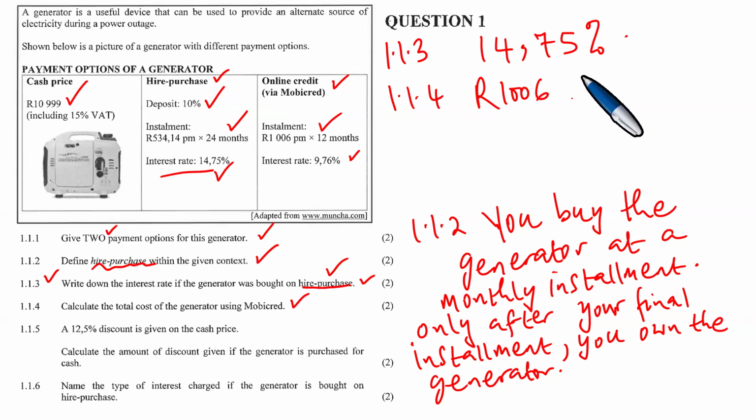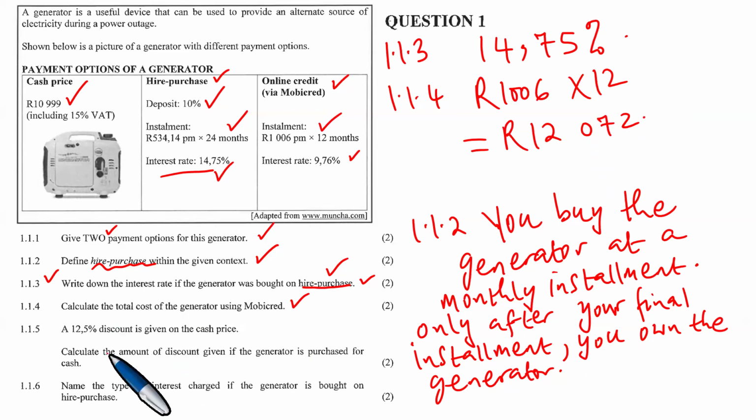So the total cost is exactly 1,006 times 12. And if you multiply this by 12, what do you get? Are you able to do it on your calculator? What do you get as the answer? It's 12,072 rand. 12,072 rand is the total cost of the generator using MobiCrad. Okay, so that's as easy as that.